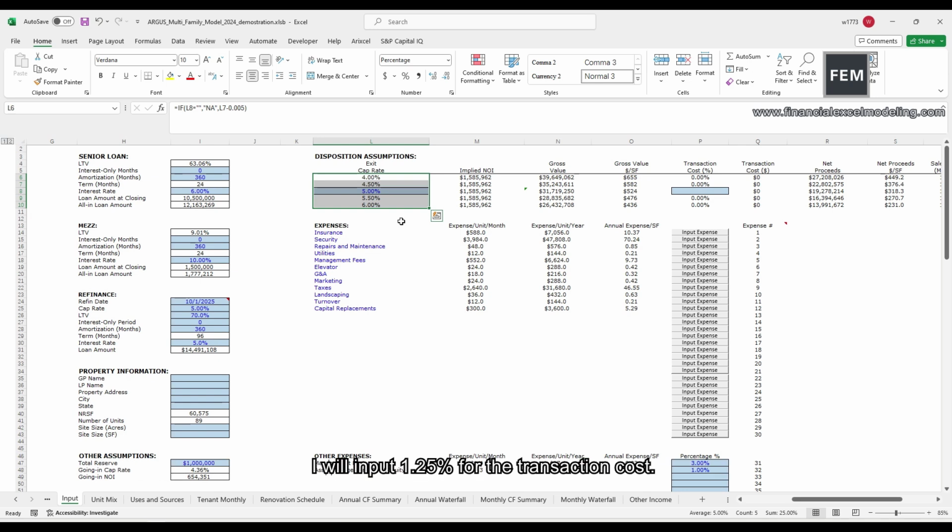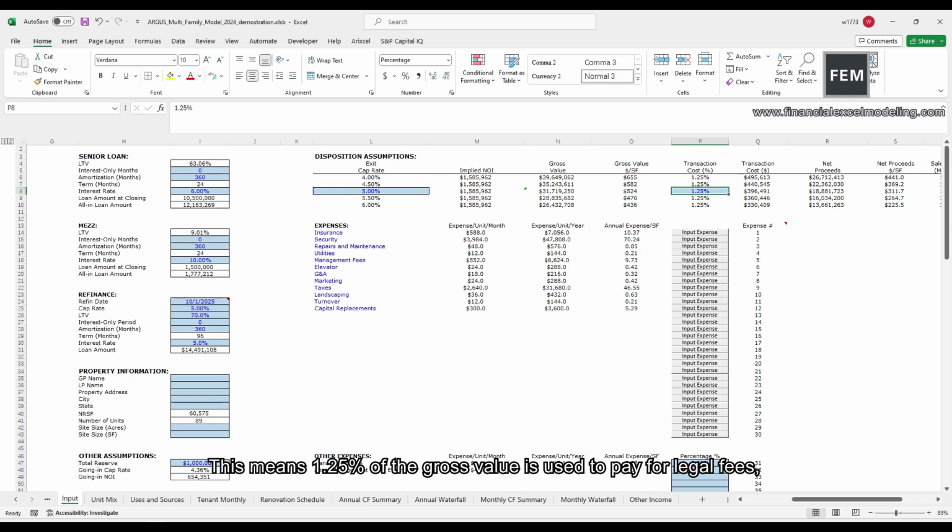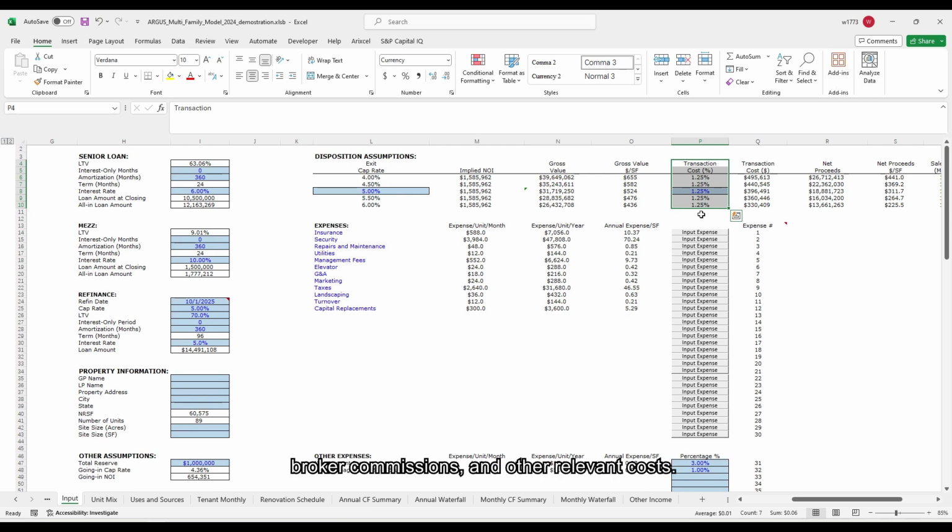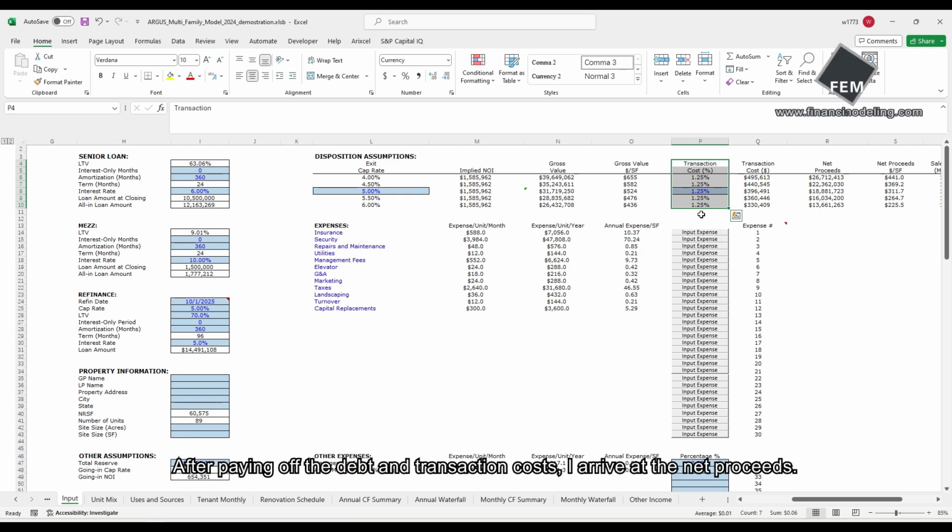I will input 1.25% for the transaction cost. This means 1.25% of the gross value is used to pay for legal fees, broker commissions, and the other relevant costs. After paying off the debt and the transaction costs, I arrive at a net proceeds.